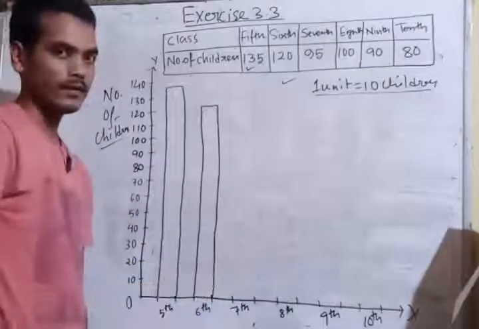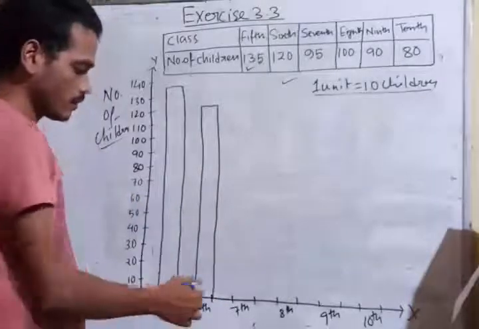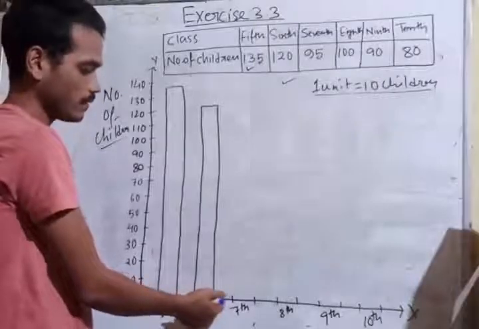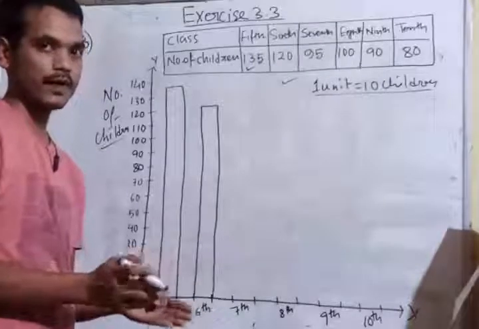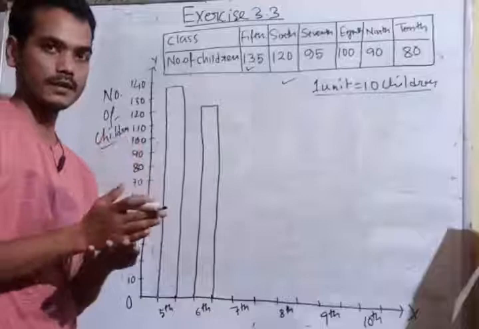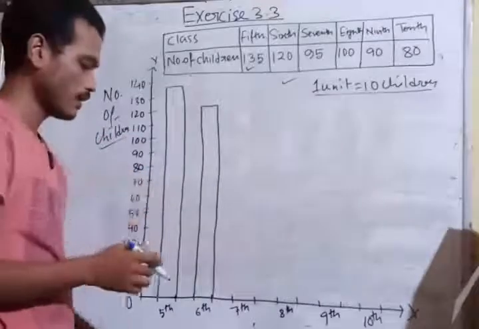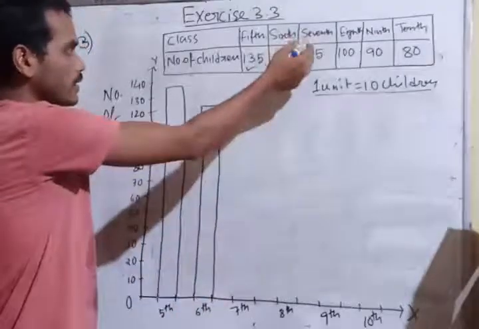Now again you skip 1 more minute. You have to keep it like this. In between 2 bars you have to keep 1 centimeter, 1 minute you have to keep. Then next again you have 7th class.